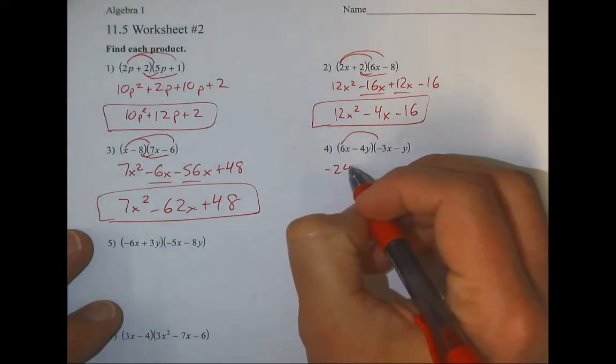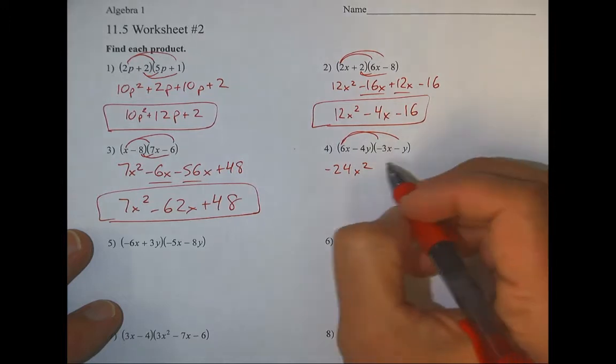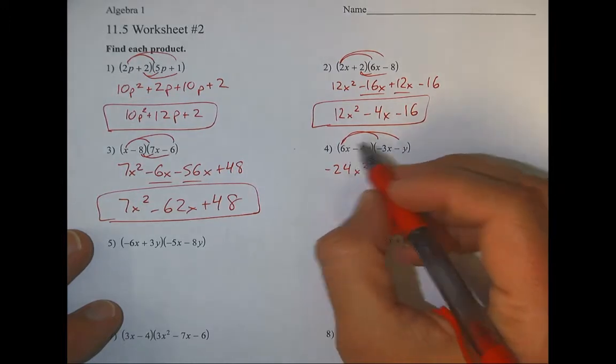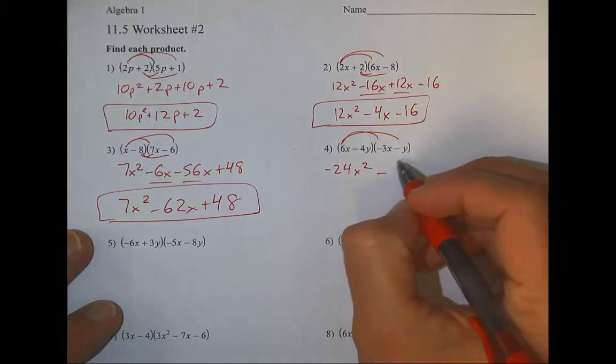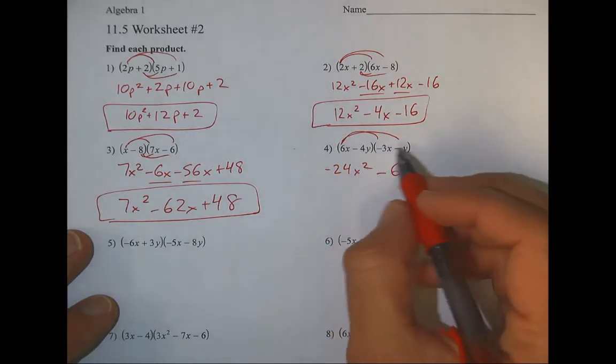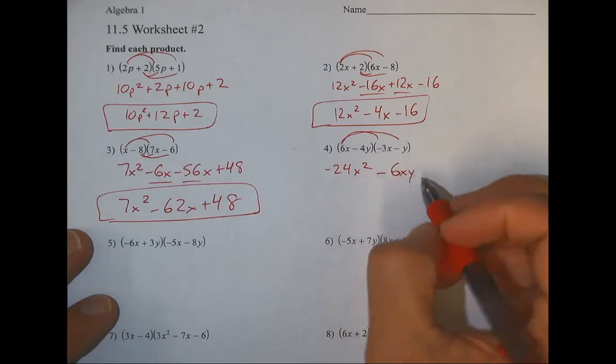All right, negative 24x squared. Negative. Now when you multiply times a y and you have an x, they just get put together. And the coefficient is just 6 times 1, so it's 6xy. You don't add any exponents or anything like that. They're different variables, they just combine.